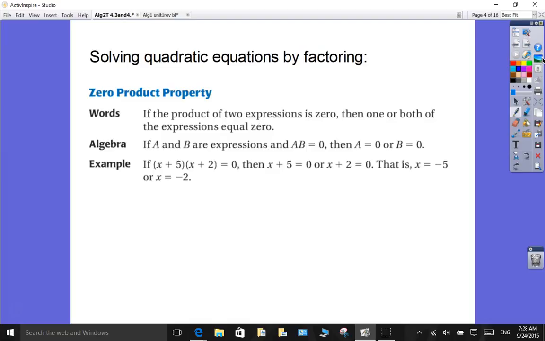So there's an example, right? If this product equals 0, then one of the factors has to be 0. So you set both factors equal to 0 and solve. That's the principle of zero product property. In the last book I taught out of, they called it the zero factor property. But that's the only time I've ever seen it called that.